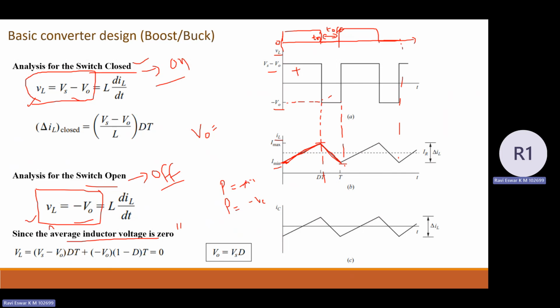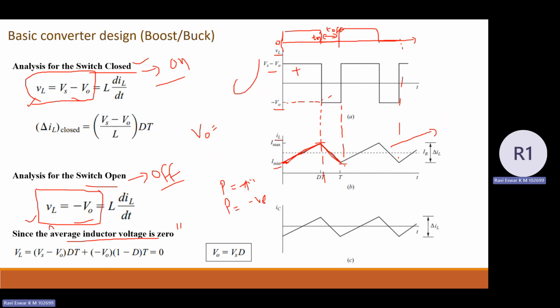So in mode 1, power is positive. In mode 2, power is negative. If you take the average of inductor current, definitely it has some value. It cannot be zero. The average of inductor current cannot be zero. By seeing this equation itself, you can say that.